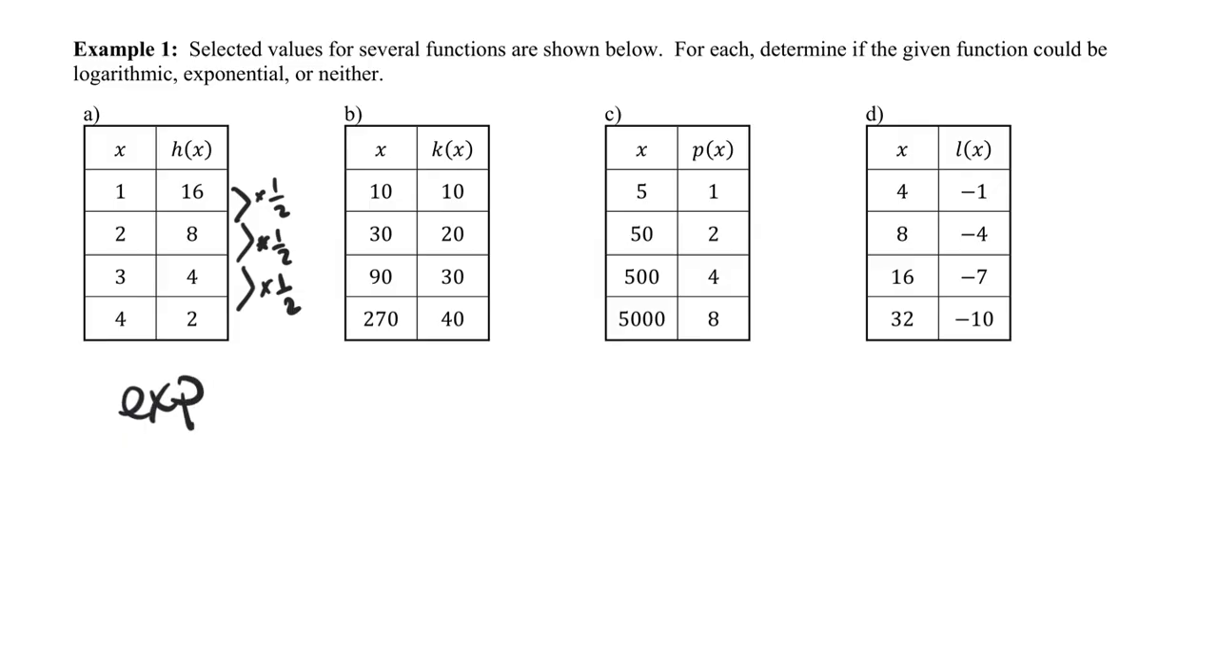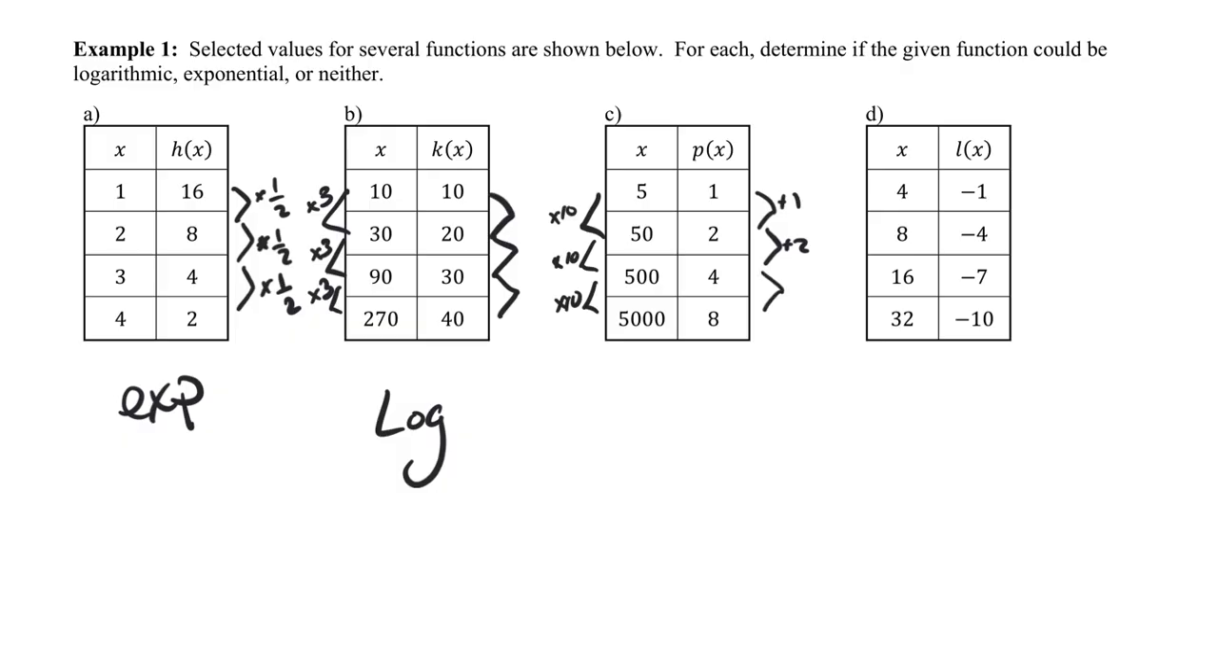Okay? Let's look at B. 10 to 30, I'm multiplying by 3. Multiplying by 3 and multiplying by 3. If the y stays the same, if we're adding the same, add 10, add 10, add 10, this is logarithmic. See how that's easy? Let's see. Multiplying by 10, multiplying by 10, and multiplying by 10. Let's look at the y's. Adding 1, adding 2. Well, we can stop right there, but then we add 4. This is neither. Okay, it didn't meet either one of our criteria.